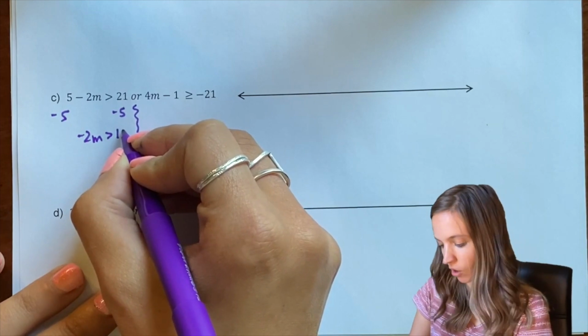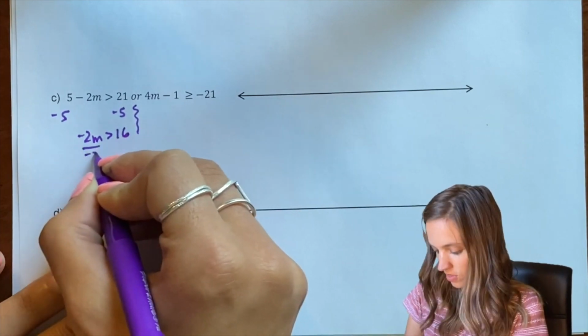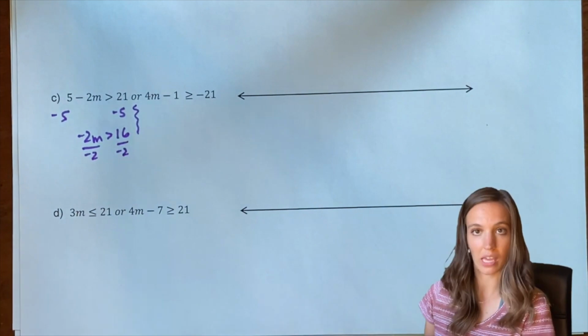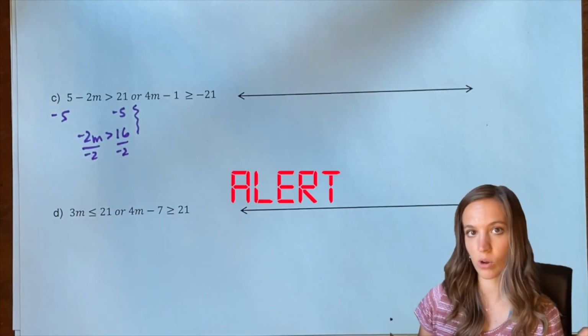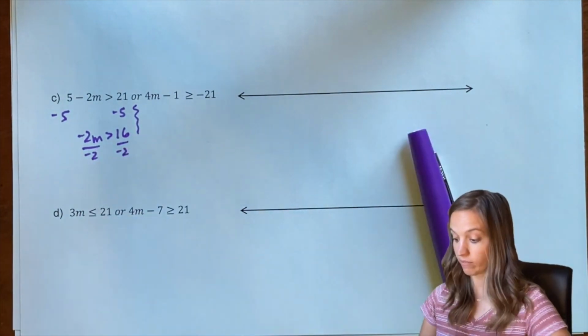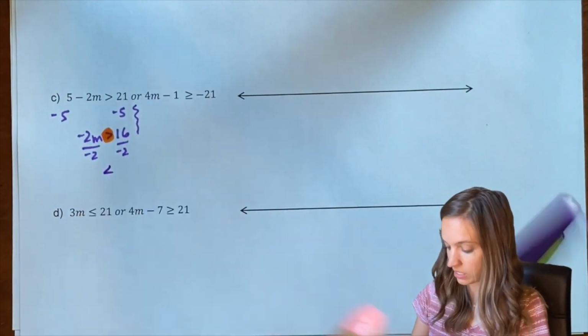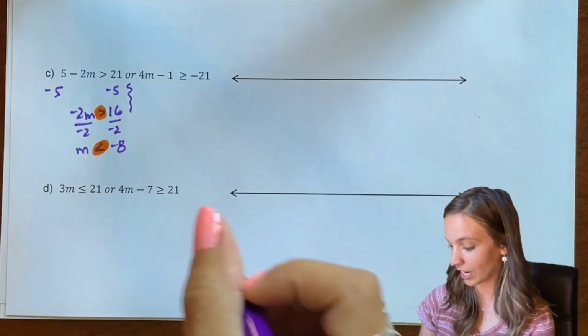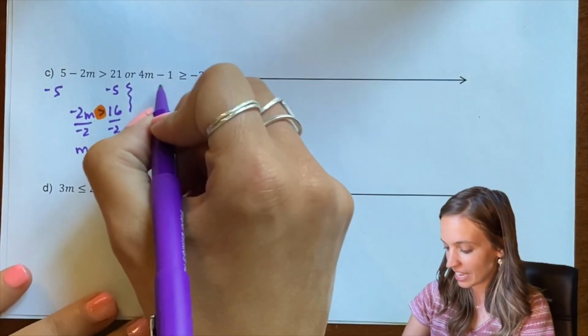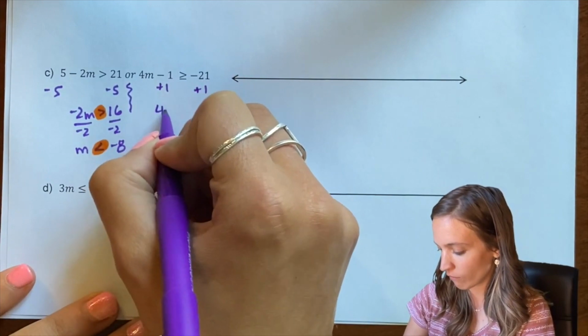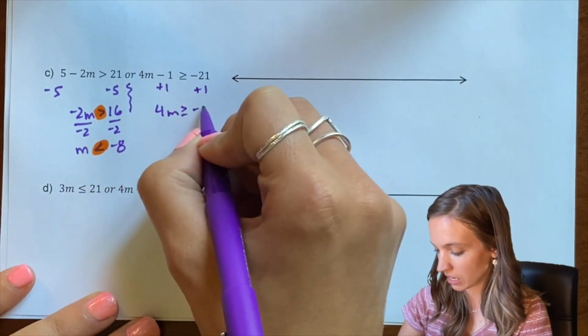Take a moment. I'll solve the first one separately from the second one. Then I'm going to divide by this -2 to get m by itself. And I hope you have that alarm going off in your head like I do in mine. What do I have to do when I divide by that negative sign? I've got to flip my inequality sign. So the first part of our compound solution here is m is less than -8.